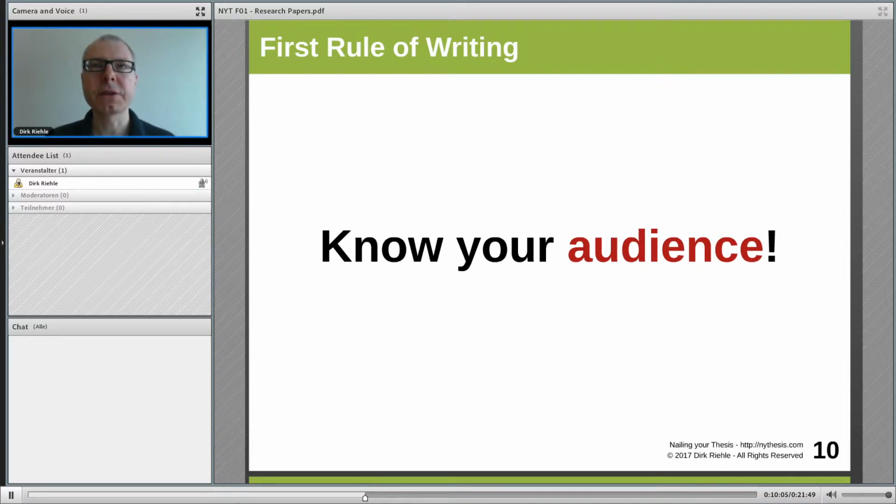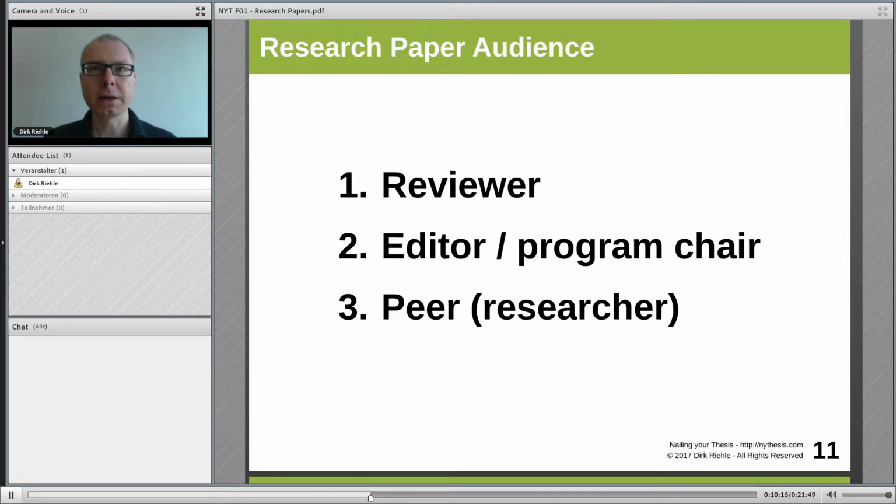Here's the first rule of writing. Applies to scientific writing as to probably every type of writing. Know who you're writing for. Know your audience. And in the case of research papers, this audience are the reviewers, the gatekeepers who will help decide, who will make the recommendations as to whether you accept your submission, your paper, for publication or not.